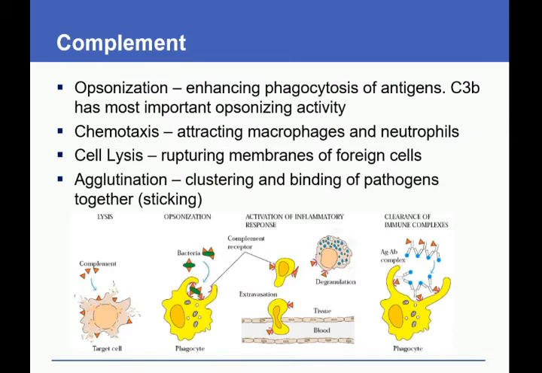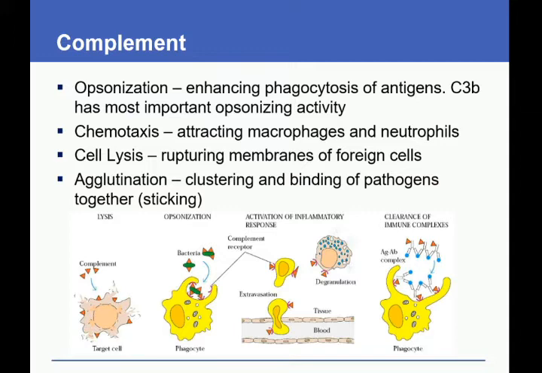So these are the ways that the complement can work in aiding immunity. First is opsonization. Opsonization is the enhancing of phagocytosis of antigens. For example, you have C3b. It has the most important opsonizing activity.